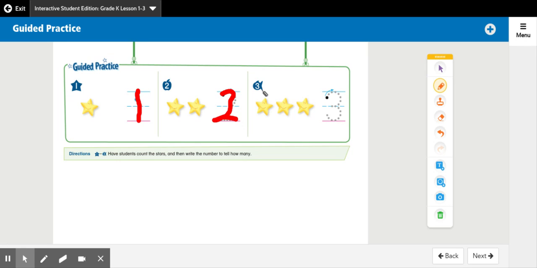Okay, now look at number 3. Let's count our stars. 1, 2, 3. Trace the 3. So we have 3 stars. Good job. Alright, go to the next page.